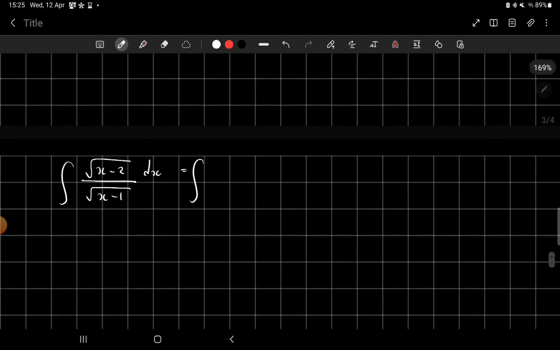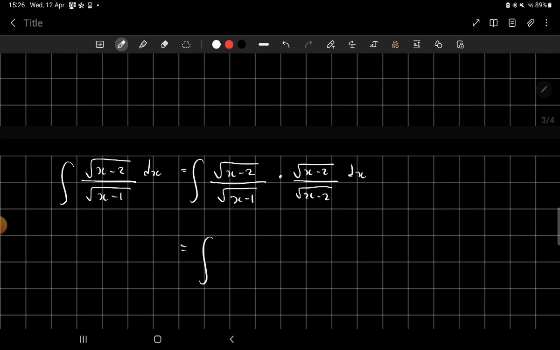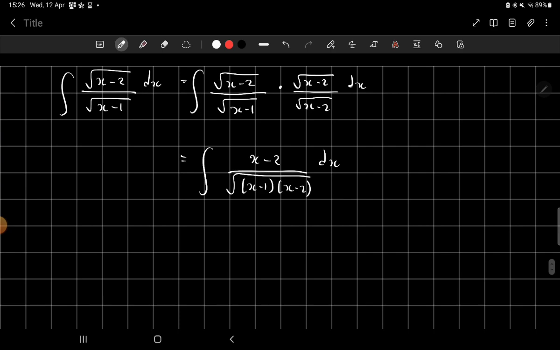So we integrate the square root of x minus 2 divided by the square root of x minus 1. So we multiply it with the square root of x minus 2 divided by the square root of x minus 2 dx. And now I can just simplify the denominator. I will have x minus 2 divided by the square root of x minus 1 times x minus 2. Okay, so what we are going to do is first I would like to expand my denominator inside of the square root. Then I'll be performing the completing the square.